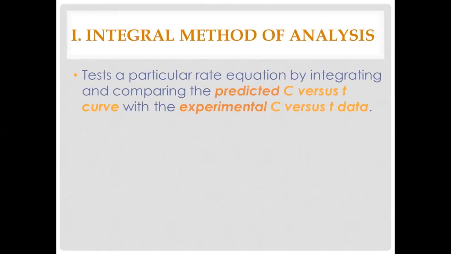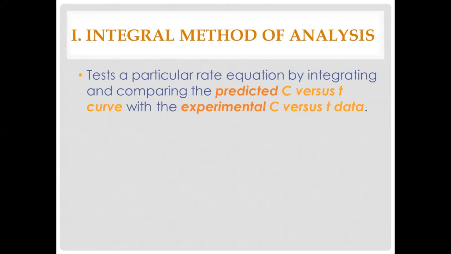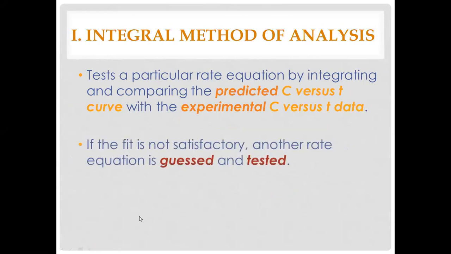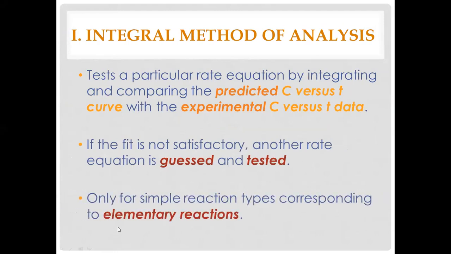So we have discussed the integral method of analysis, which is a means of guessing and testing the appropriate rate law or rate expression that would represent the given empirical set of data. If what we have guessed is not appropriate or is not correct, then we will have another guess and test that particular guess. In this method of guessing and testing, you've learned that this will only apply to simple reaction types corresponding to what we call elementary reactions.